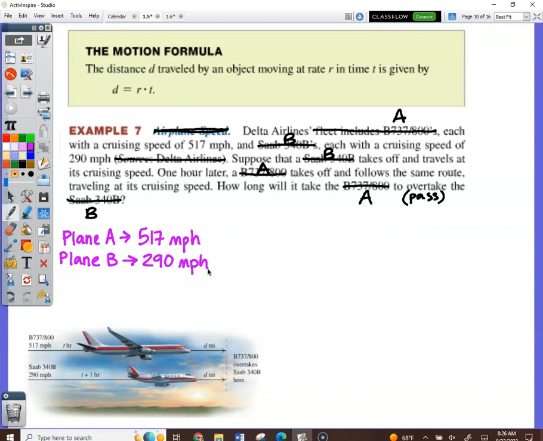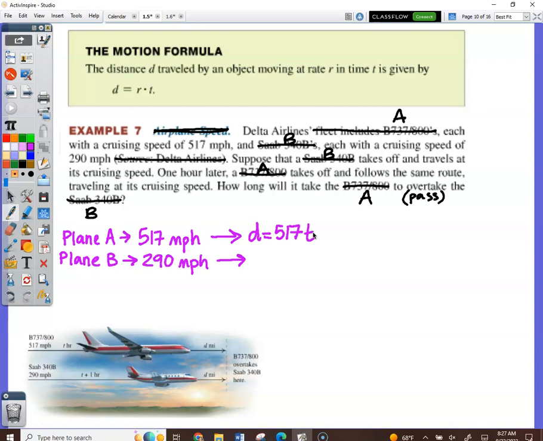So these little cliff notes here, I have another arrow, which basically is me saying, okay, my thought process is A goes this fast, which means the motion formula of plane A would be D equals 517 times T. Now, plane B, as we're reading it, it says, suppose plane B takes off and travels at its cruising speed, and then an hour later, plane A takes off. So which plane left first?